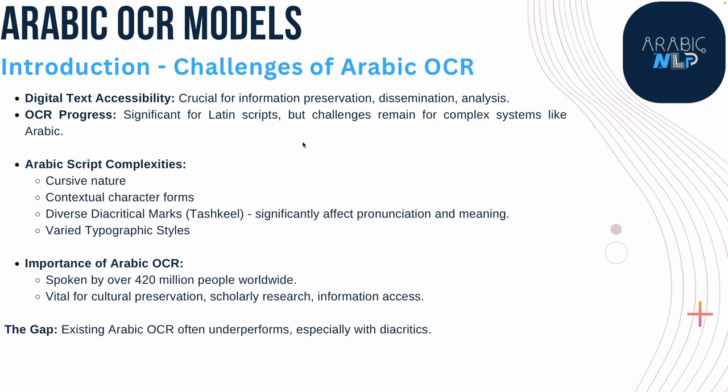As you know, Arabic is a cursive language, meaning the letters connect and change shape depending on where they are in a word. We also have diacritics, which we call Tashkeel in Arabic, and these are very little symbols above or below the letters. They are super important because they can completely change the meaning and how we pronounce the word. Existing OCR often struggles with these little marks. And there are a lot of Arabic fonts and styles out there.